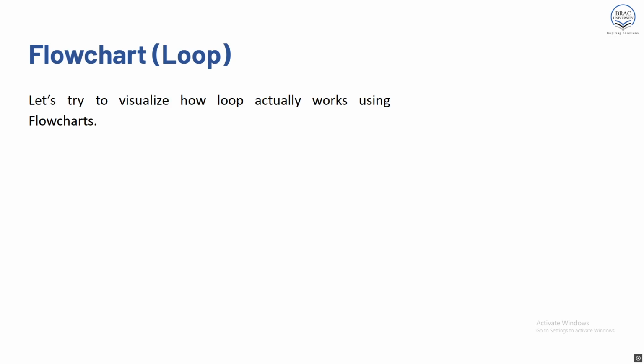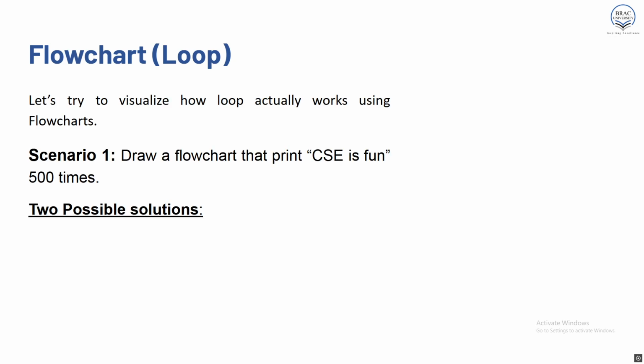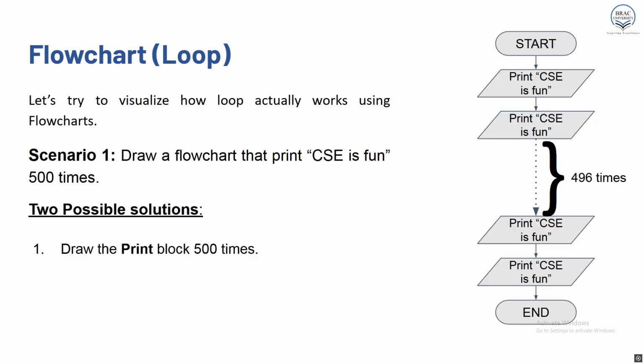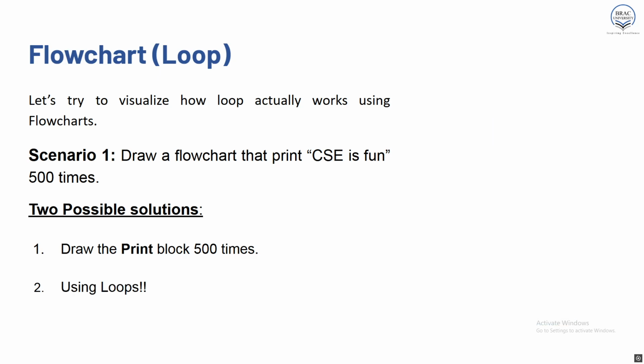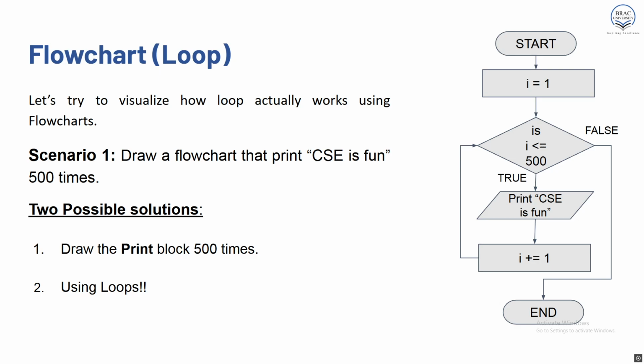Let's try to visualize how loop actually works. If we want to print CSE is fun 500 times, there are only 2 possible solutions. Either we draw the output block 500 times or use loop. If we need to draw CSE is fun 500 times with the 500 output blocks, then CSE would not be that fun anymore. But if we draw the flowchart with the loop, here is how it looks.